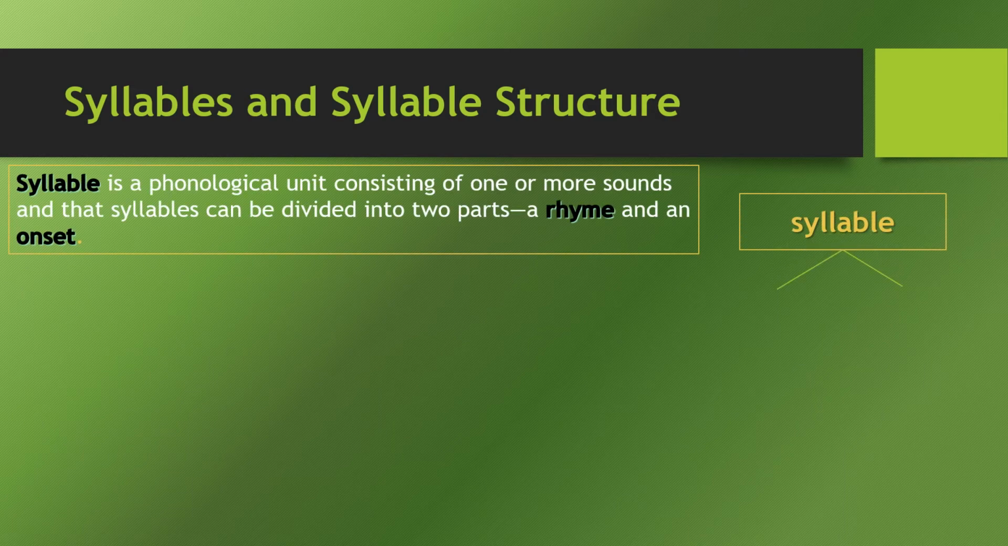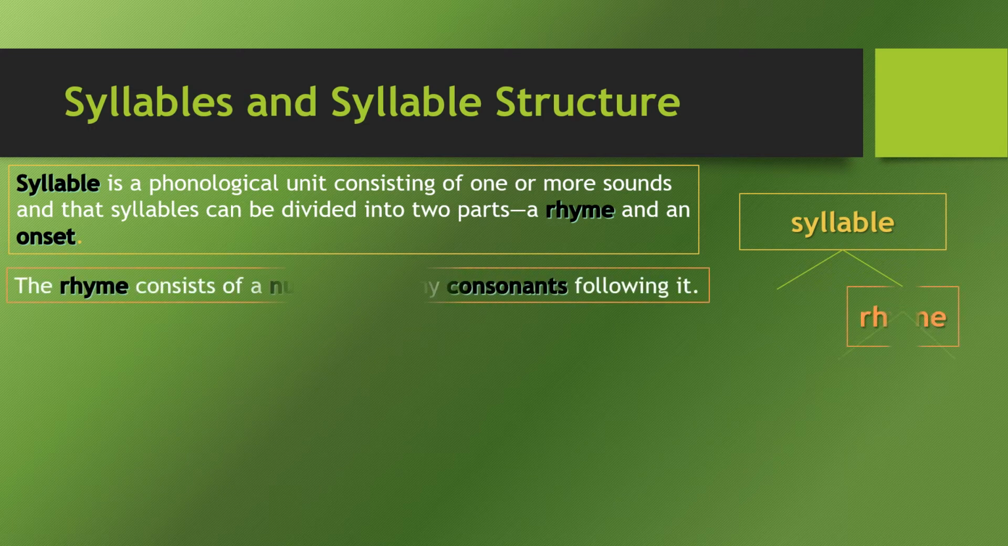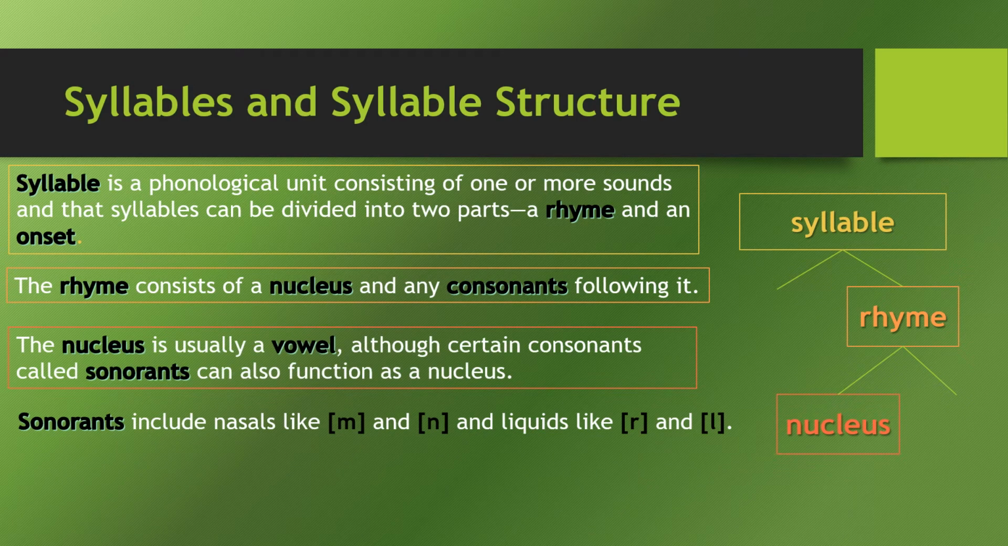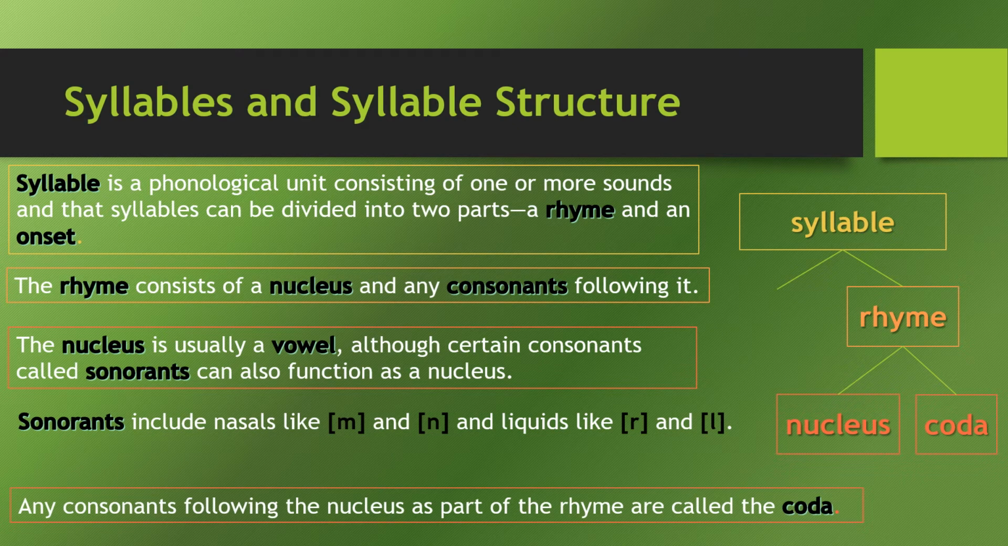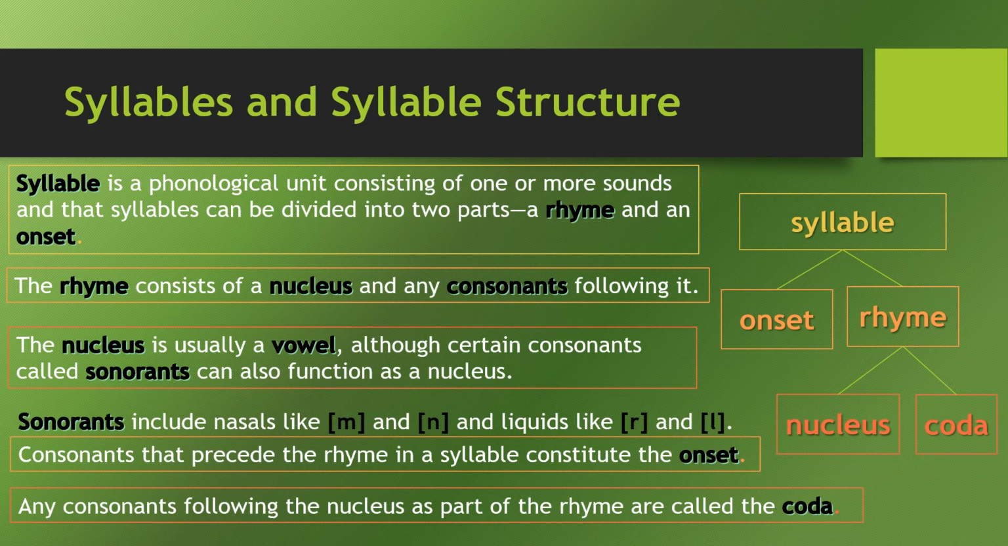A syllable is a phonological unit consisting of one or more sounds, and syllables can be divided into two parts, a rhyme and an onset. A rhyme consists of a nucleus and any consonants following it. The nucleus is usually a vowel, although certain consonants called sonorants can also function as a nucleus. Sonorants include nasals like m and n, and liquids like r and l. Any consonants following the nucleus as part of the rhyme are called the coda. And consonants that precede the rhyme in a syllable constitute the onset.